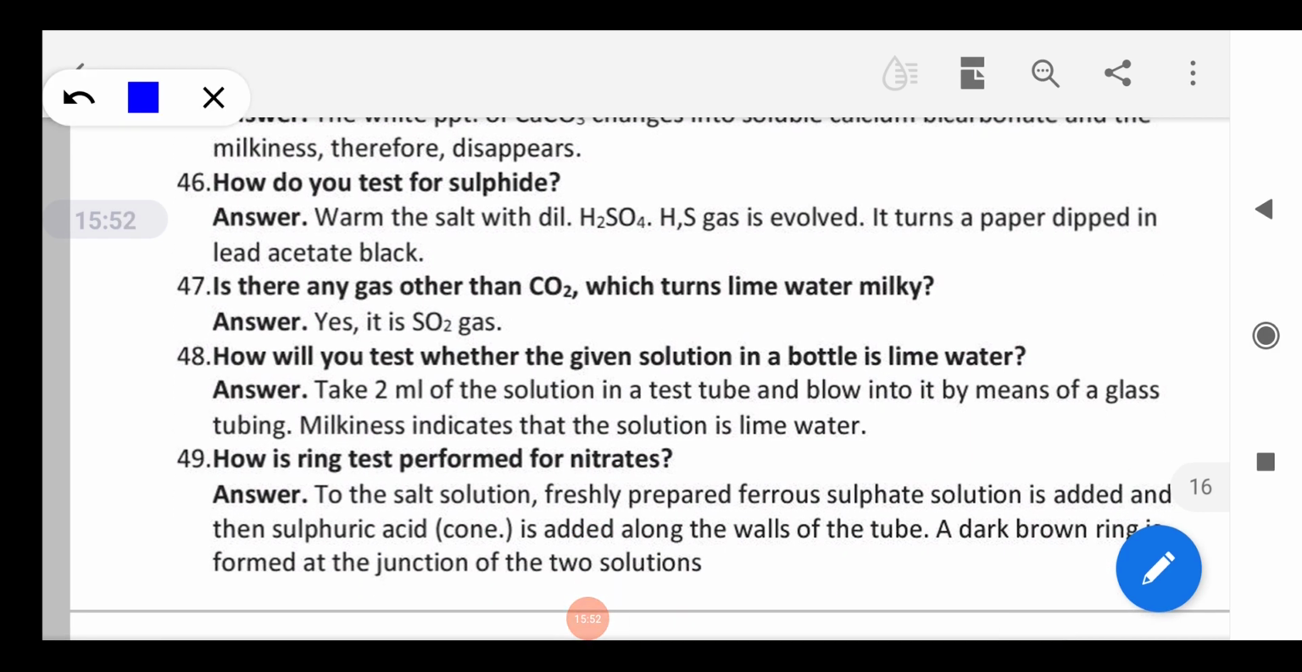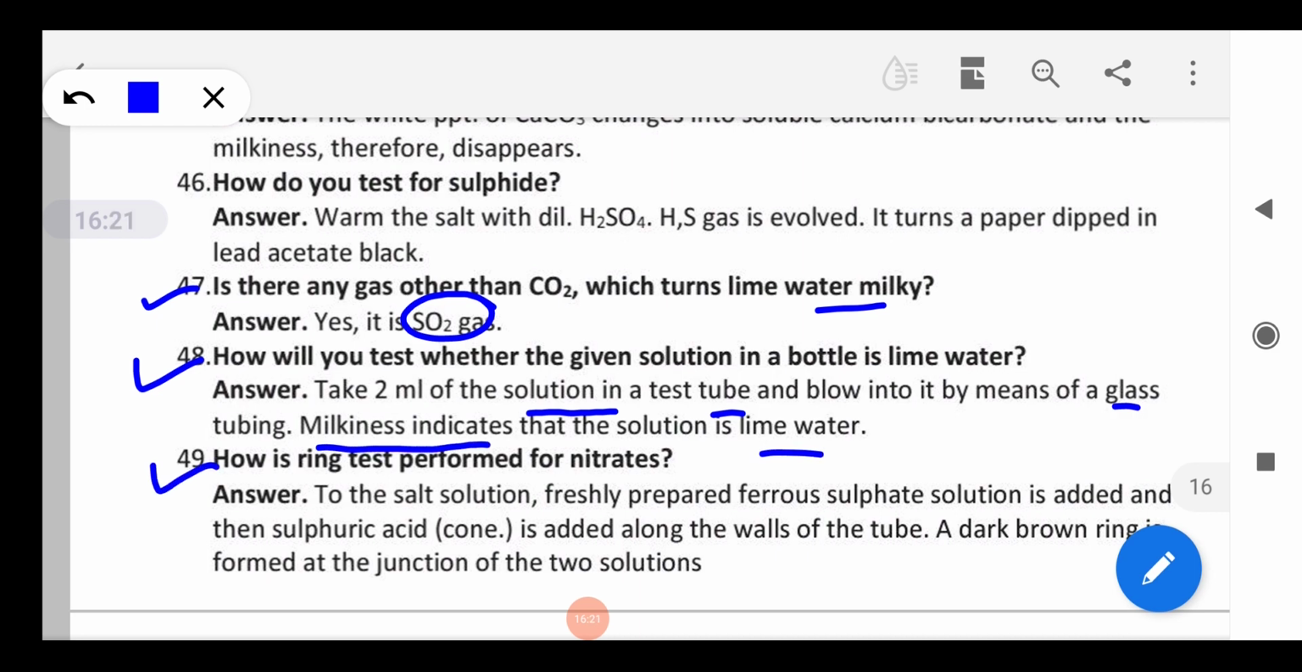Question number 47. Is there any gas other than CO2 which turns lime water milky? Yes, SO2 gas also turns lime water milky. How will you test whether the given solution in the bottle is lime water? It's simple. You have to take the solution in a test tube and blow carbon dioxide into it with the help of a tube, and if milkiness appears, it means your water is lime water.